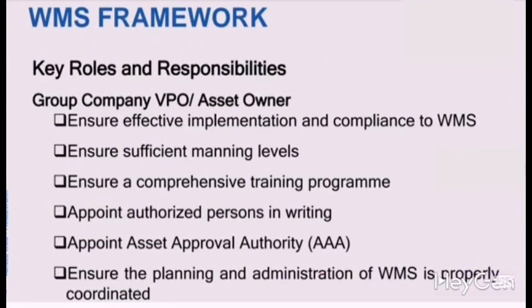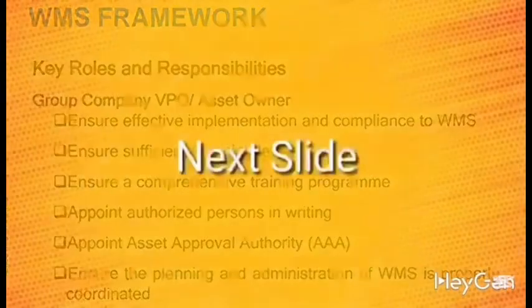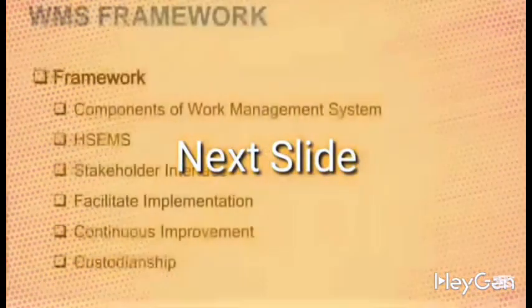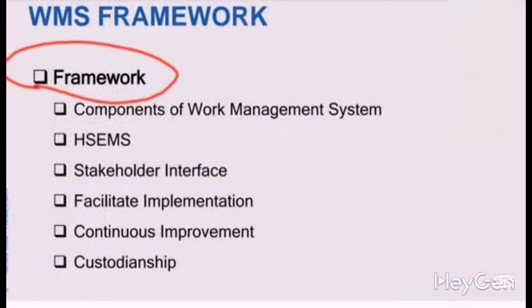Next, appoint a person in writing who will have the area authority for a project or site. The third person, whom we will call the asset area authority, must also be appointed as part of the asset owner's responsibilities. Following this, we have to ensure the planning and administration of WMS is properly coordinated. This means that the planning you have done must be executed with full coordination at every stage. Without coordination and proper communication, you will not be able to work safely while following procedures.